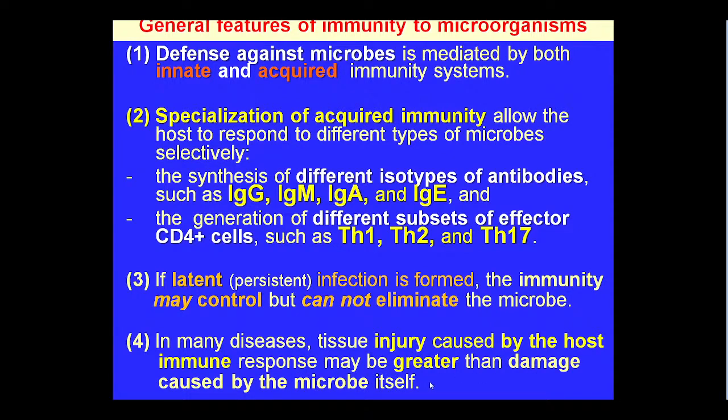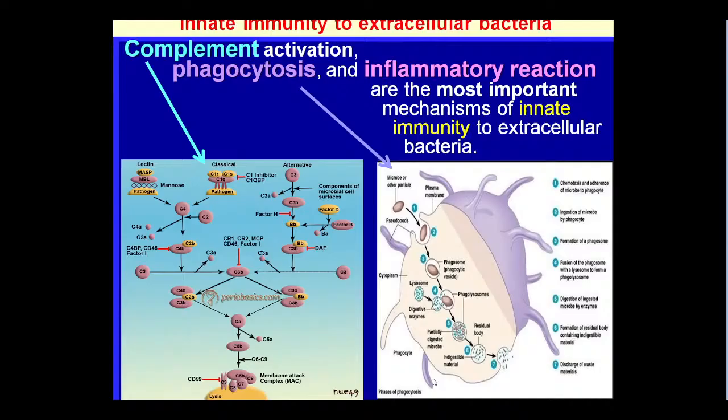For example, some infections, Salmonella for example, may cause bacteriogenic shock or endotoxic shock that may cause the death of the patient. This shock is a direct result of the release of pro-inflammatory cytokines by macrophages. It means human products may serve as killers of the human cells and organism. Now, innate immunity to extracellular bacteria.